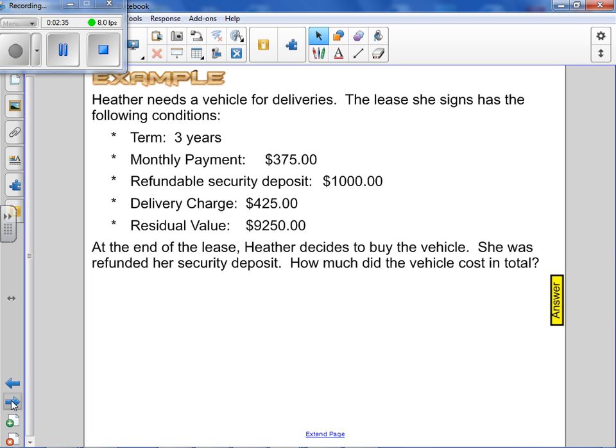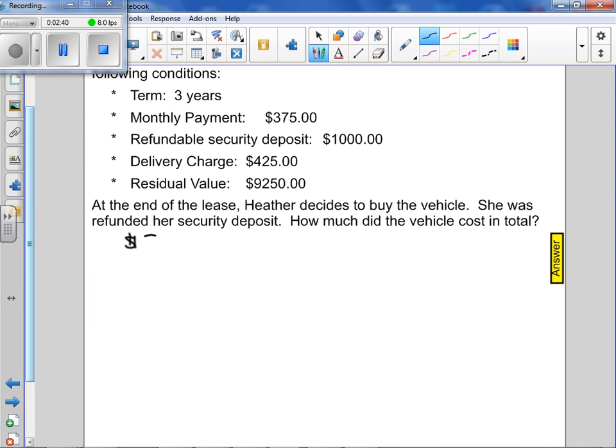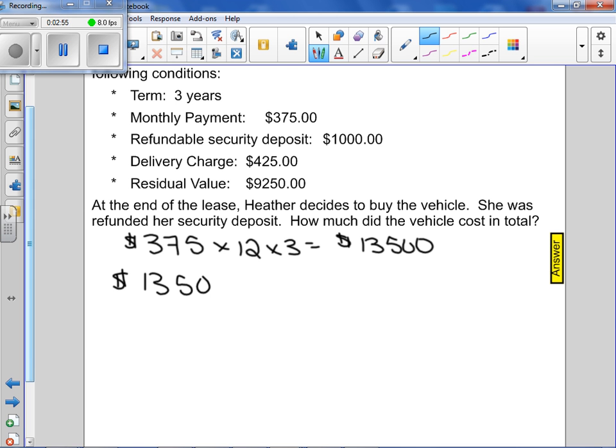So let's first figure out the payments. It was $375. She paid that per month for 3 years. So now the total cost is going to be that amount plus the delivery charge plus what the car is still worth, the residual value, $9,250. So in the end, that car will cost $23,175.